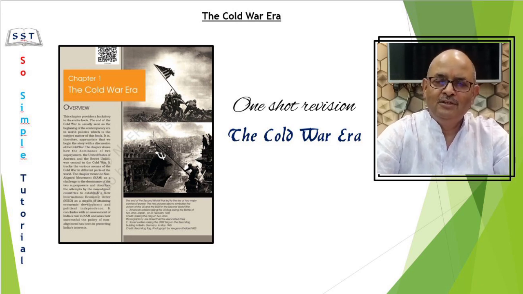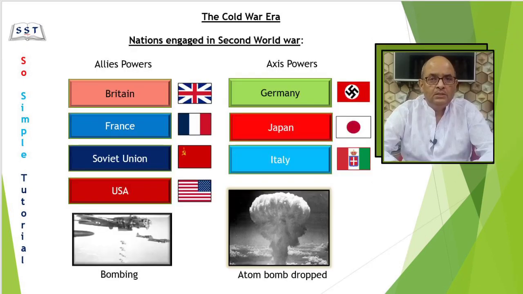So let us begin with the Second World War. The Second World War was fought between two blocs, the Allies and the Axis powers. The Allies included mainly Britain, France, the Soviet Union, and the United States of America. The Axis powers included mainly Nazi Germany, Japan, and Italy. It broke out in 1939 and came to an end in 1945.